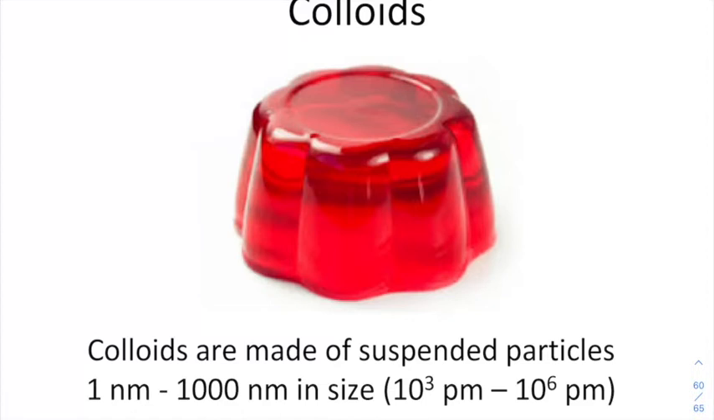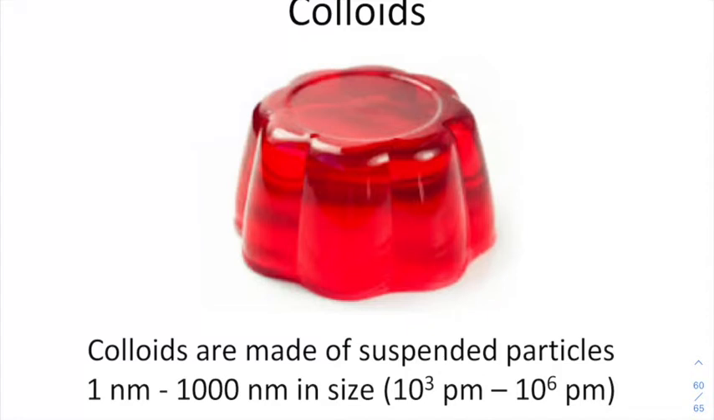It's actually a mixture of solid and liquid, and it's got solids suspended inside of the liquid. And that's what a colloid is. A colloid is made of suspended particles, and if you were to hang on to this Jell-O for long enough, eventually the solid would fall down, and then you would have your liquid and your solid separated again.